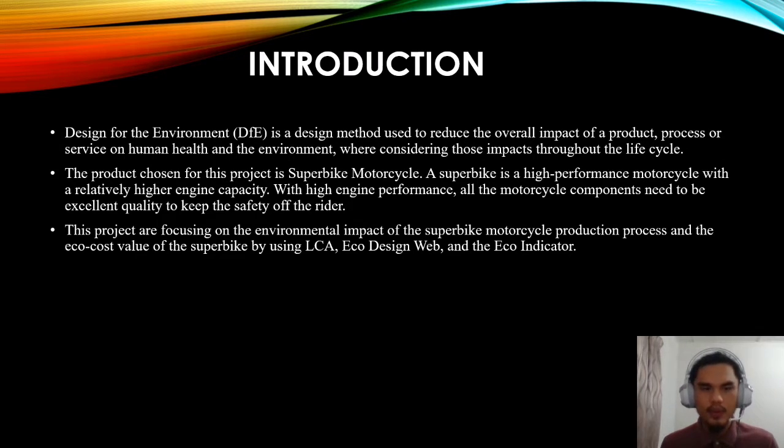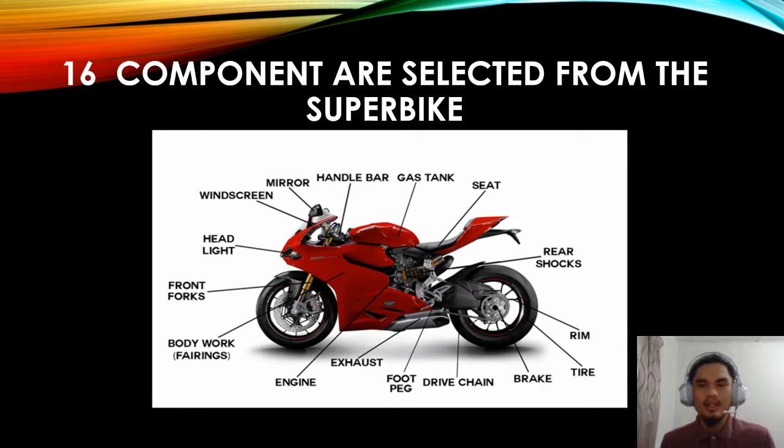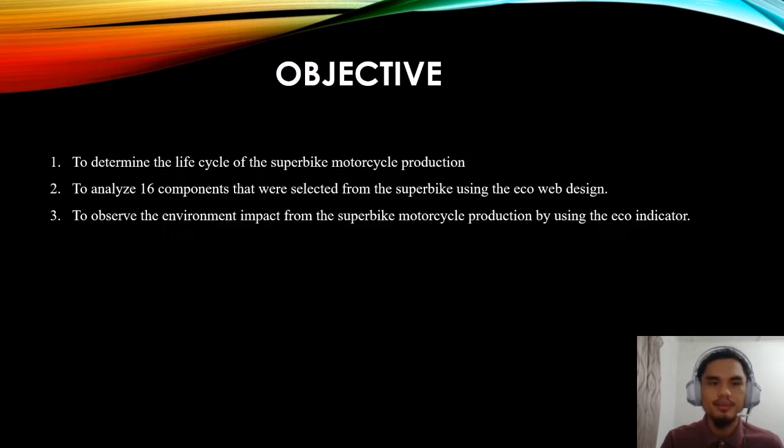In this project, we will focus on the environmental impact of the superbike motorcycle production process and the eco-cost value of the superbike by using LCA, eco-design web, and the eco-indicator. These are the 16 components selected from the superbike. Within all the 16 components, we can see the figure that has been shown.